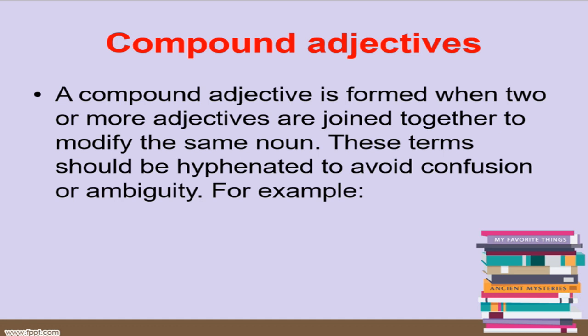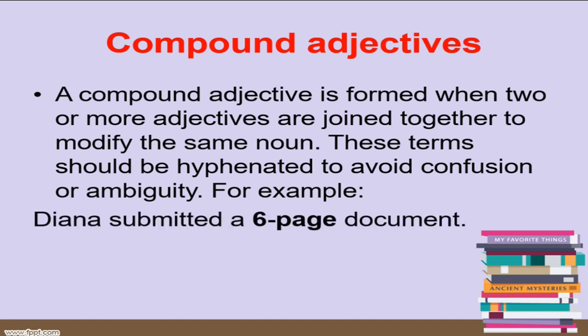Let's have an example to show what we mean. For example, Diana submitted a 6-page document. So 6 here, I make this two words, these adjectives, to describe this noun. The noun here is document. I want to describe this noun with a 6-page. So this document has 6 pages. Again, I didn't say 6 pages because we use it as a single noun.